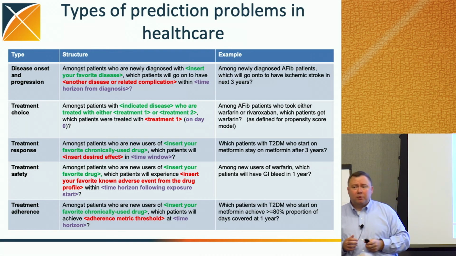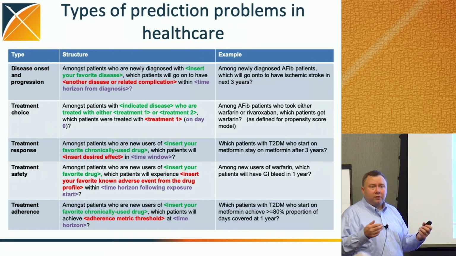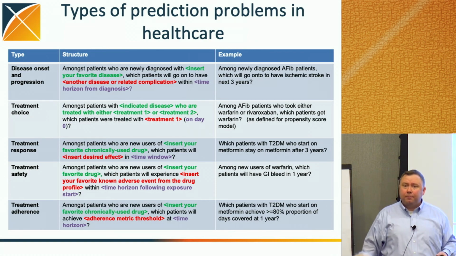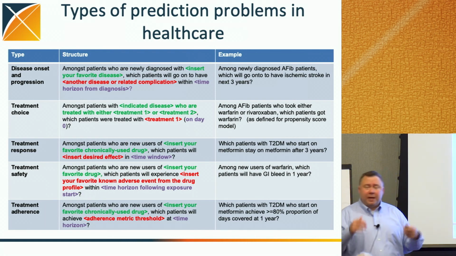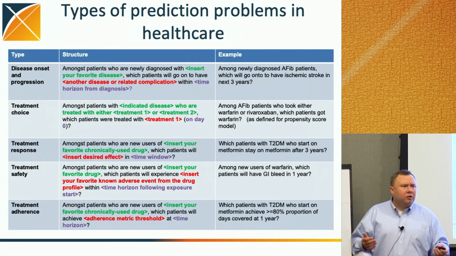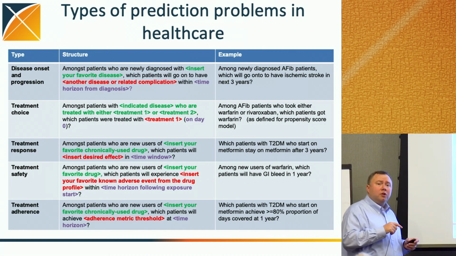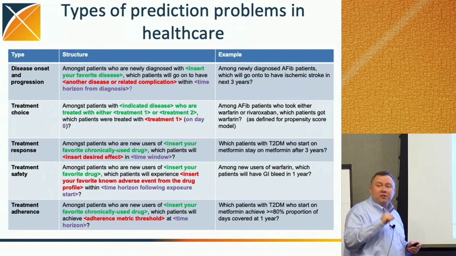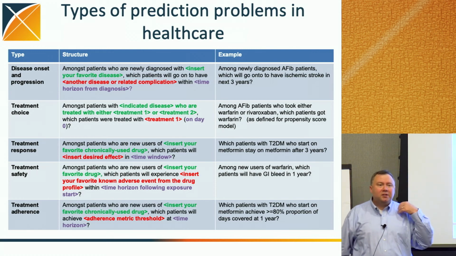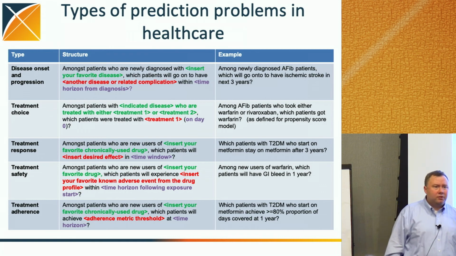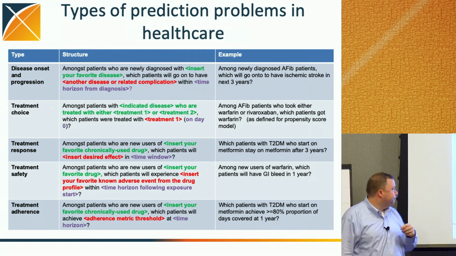We can talk about treatment response. Amongst people who initiate some sort of therapy, which of those patients actually have the desired outcome? We can also do prediction questions in terms of treatment safety. Amongst patients who are new users of some treatment, which of those patients are going to have the side effect? And again, to reinforce Peter's point, we're not talking causal inference here. We're not saying which drugs cause which effects. We're saying, for me as a patient, if I decide to make a choice of a treatment, what's the chance that I'm going to experience something in the future?